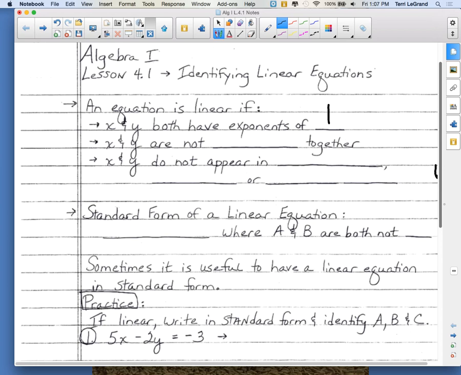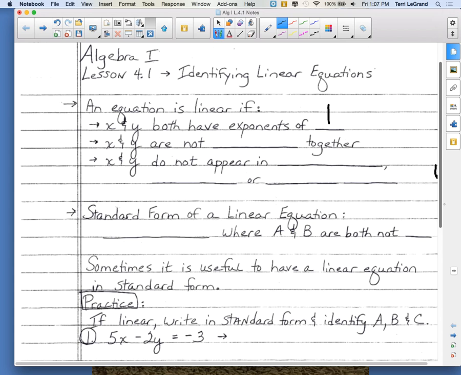Okay, x and y both have exponents of 1. In other words, x is to the first power, y is to the first power in the equation. When we have a variable written without an exponent, it's an understood 1. It's been cleaned up. They don't show that 1. So if we have 3x, it's really 3x to the first power. If we have just x, it's really x to the first power. So that's the first test we want it to pass.